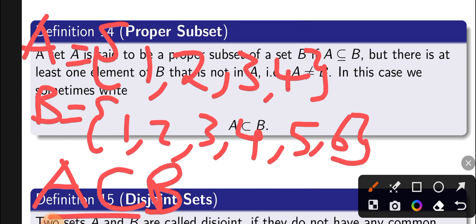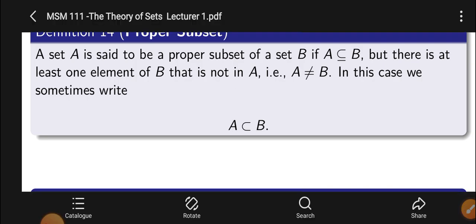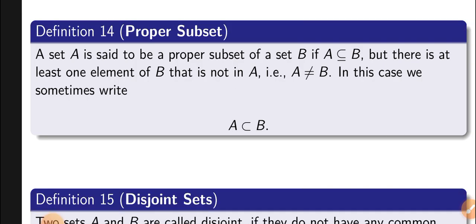Why? Because what they're trying to say is set A is said to be a proper subset of set B if A is a subset of B, but there is at least one element of B that is not in A. The condition here is A has to be a subset of B. But for it to be called a proper subset of B, set B has to contain at least one element that is not found in set A.